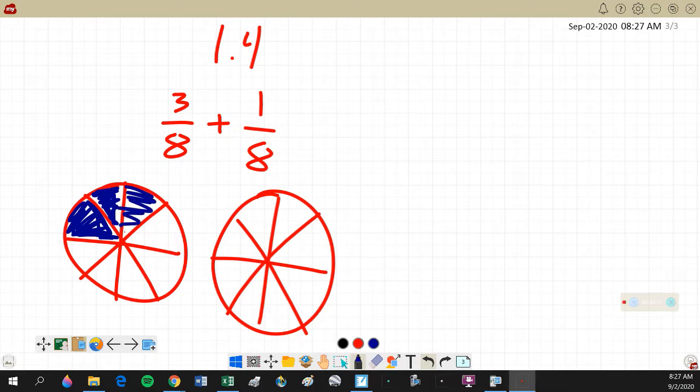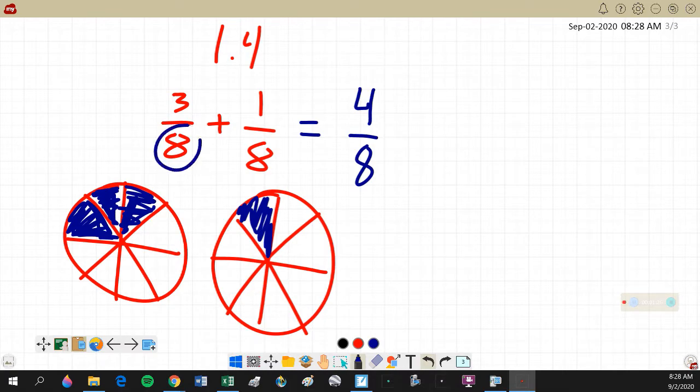So one pizza has, and it's the one with pineapple that nobody likes, 3 pieces left. And then the other pizza has 1 piece left. How much pizza is left? Well, there are 4 pieces. So 4/8. Now, that's only possible because these denominators are the same.